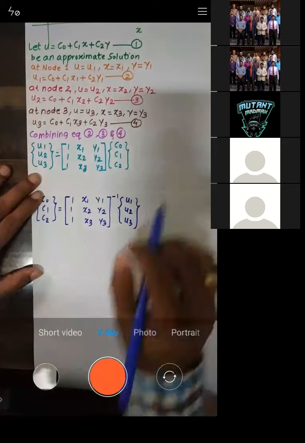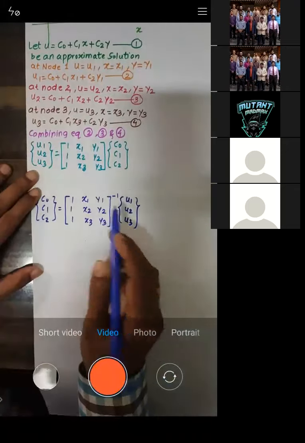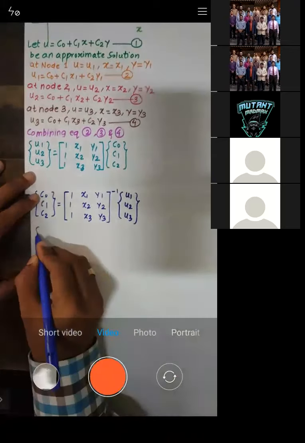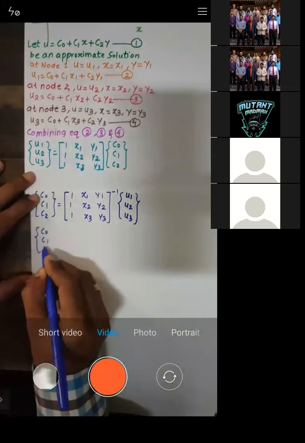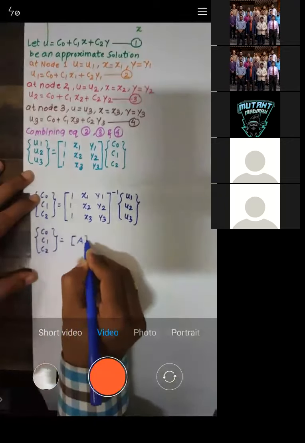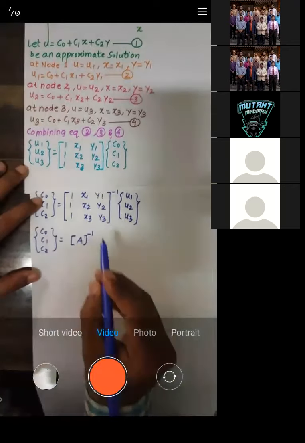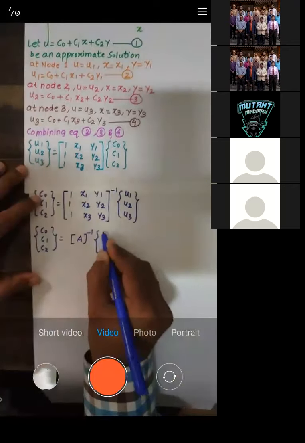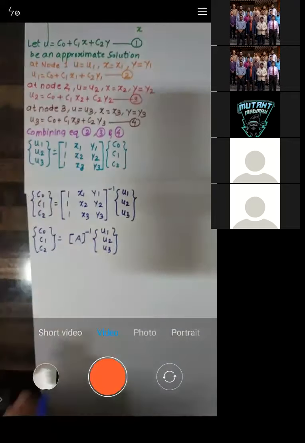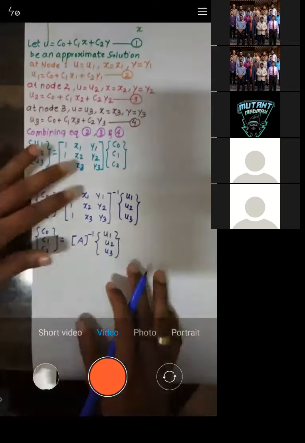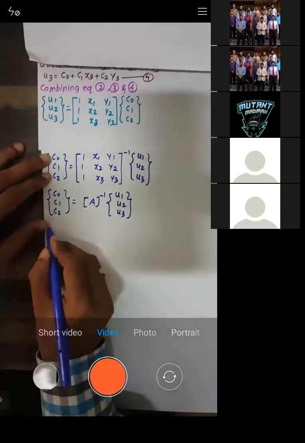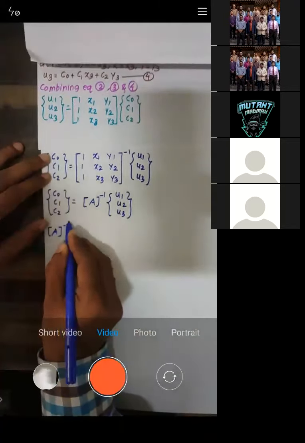Now I'll call this matrix A. Let me write this once again: C0, C1, and C2 are given by A inverse into U1, U2, U3. Instead of carrying this matrix, I'll just call it matrix A. Now what I require is the inverse of matrix A.